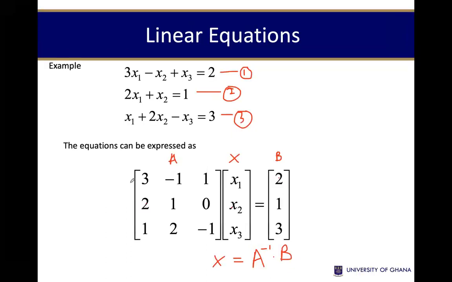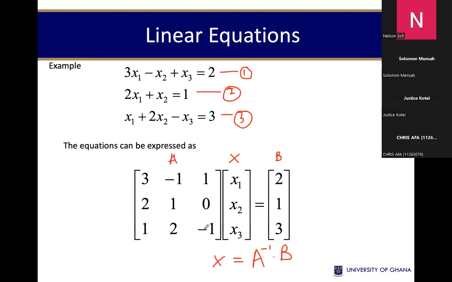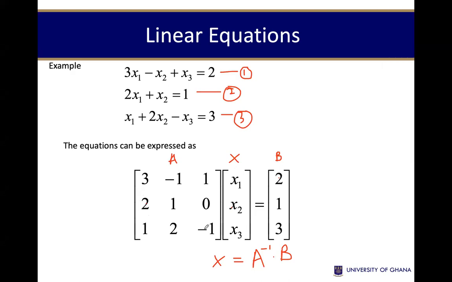And the values are 3, -1, 1, 2, 1, 0, 1, 2, -1. Once you do that, then you are done with matrix A. Now you can come back again and also enter matrix B. Matrix B in this case is 2, 1, 3.